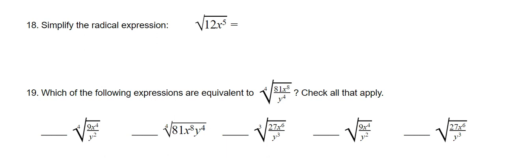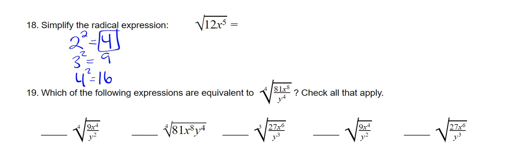So what are my perfect squares? Well, 2 squared is 4, 3 squared is 9, 4 squared is 16, and I'm probably not going to be able to take a 16 out of 12, so I'll just stop there. Okay, 12 doesn't divide by 9, but you probably already realized it divides by 4. So I can take a 4 out of that. It's going to become the square root of 4 times 3x to the fifth.